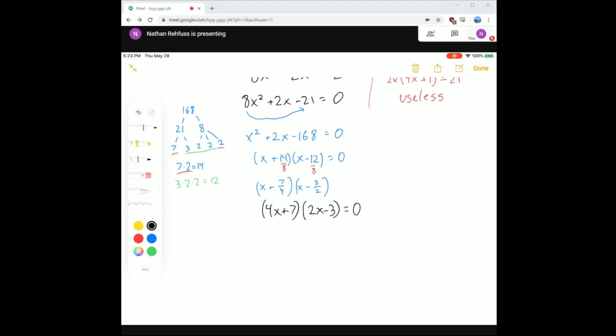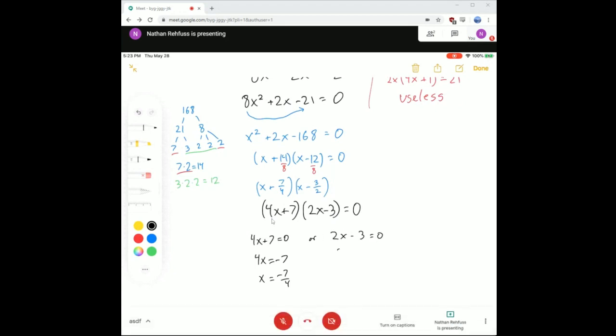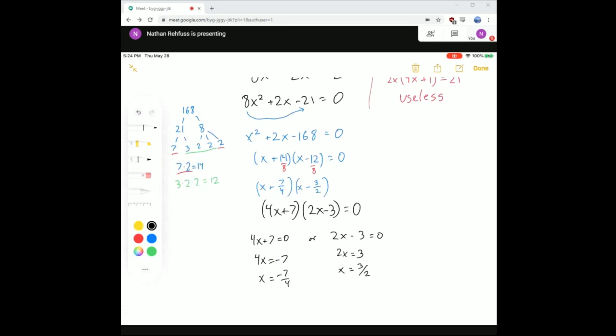Let's see what roots we get from these factors. By the zero product property, either 4x plus 7 is 0 or 2x minus 3 is 0. Over here, I'm going to subtract 7 from each side and then divide by 4. Over here, I'm going to add 3 to both sides and then divide by 2. So my roots are negative 7/4 or positive 3/2.